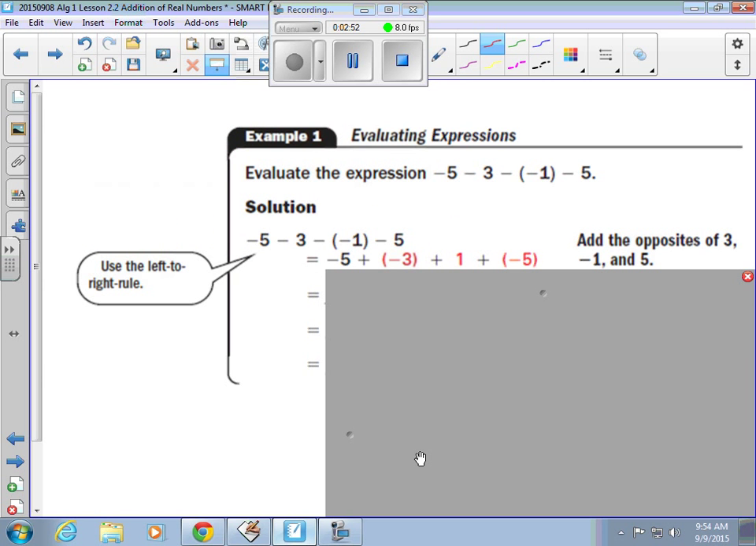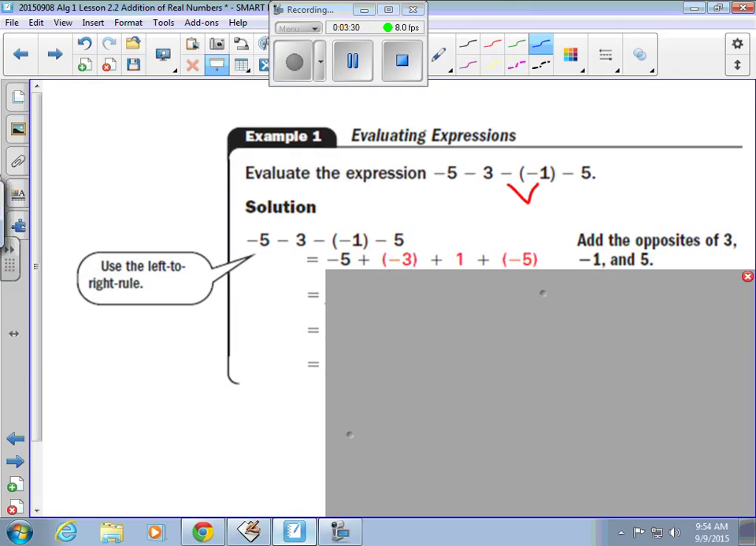Here's example number 1. Evaluate negative 5 minus 3 minus a negative 1 minus 5. This is the reason we add the opposite for this part of it right here, and we had one like that on the bell work a minute ago. When you add the opposites to all these, negative 5 minus 3 becomes plus a negative 3. Minus a negative 1 becomes plus a positive 1.